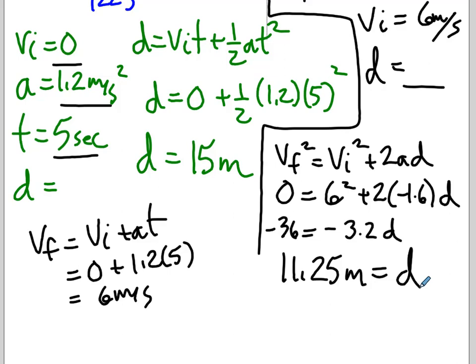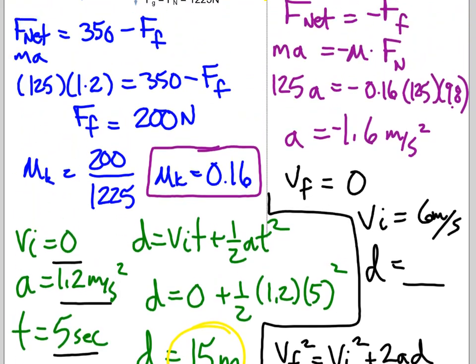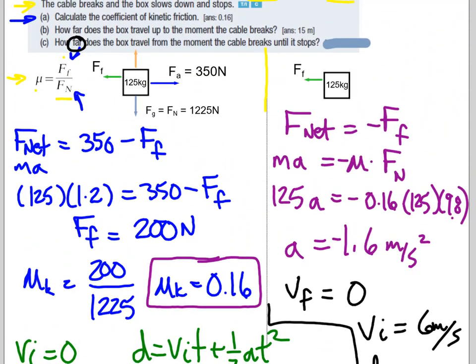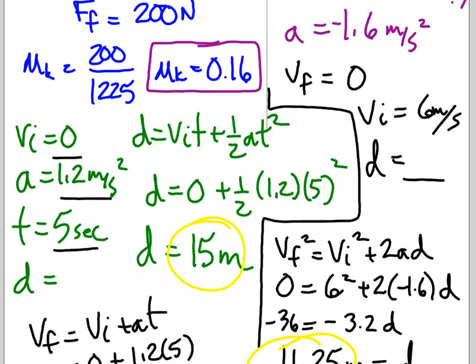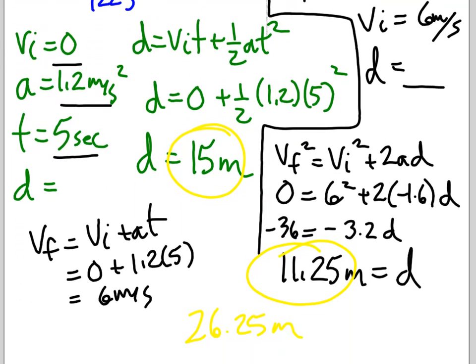And if you put the whole thing together, you could say the total distance traveled would be this 15 plus this 11.25, and the total distance would be your 26.25 meters. Okay, so let's just pop up here and double check our numbers. And 11 meters, we had 11.25. I'll consider that a victory.